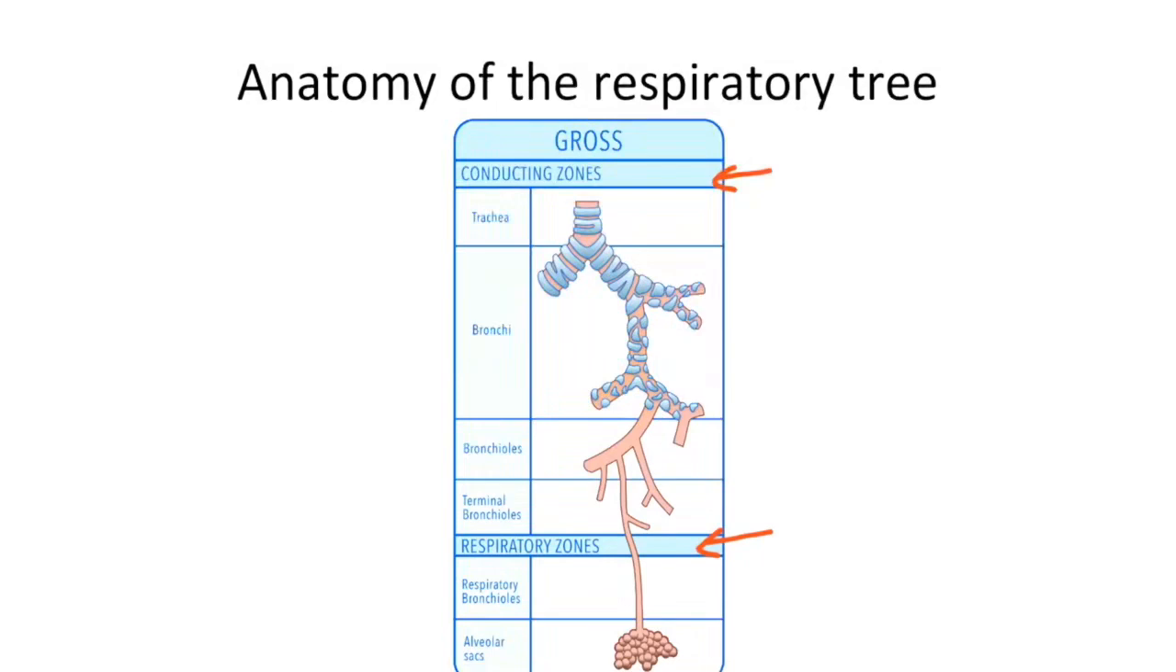So as you can see, the conducting zone is comprised of the trachea, the bronchi, the bronchioles, and the terminal bronchioles. Notice that the cartilage is no longer seen as we move from the bronchi to the bronchioles. The respiratory zone is comprised of the respiratory bronchioles and the alveolar sacs. Okay, let's do an example.